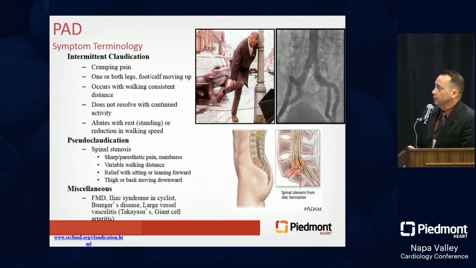So just some symptoms to understand: there's intermittent claudication, which is essentially angina of the legs. There's pseudoclaudication, which is spinal stenosis. I see a fair amount of that. I probably order more lumbar spine MRIs than any other cardiologist, because I get patients referred for leg pain that is very classic pseudoclaudication.